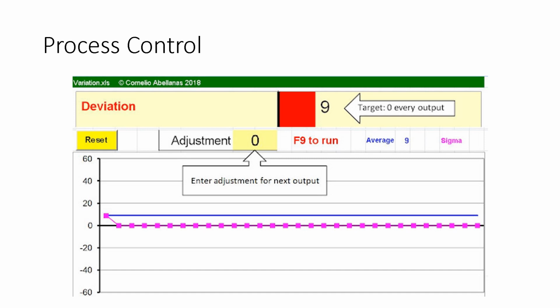Open Sheet Control and press Reset. You are responsible to control a machine to ensure that the deviation from target is 0 in every run. You can set the adjustment value, positive or negative, to be applied to the next run. Set the adjustment and press F9 for the next run. Repeat for 25 runs.